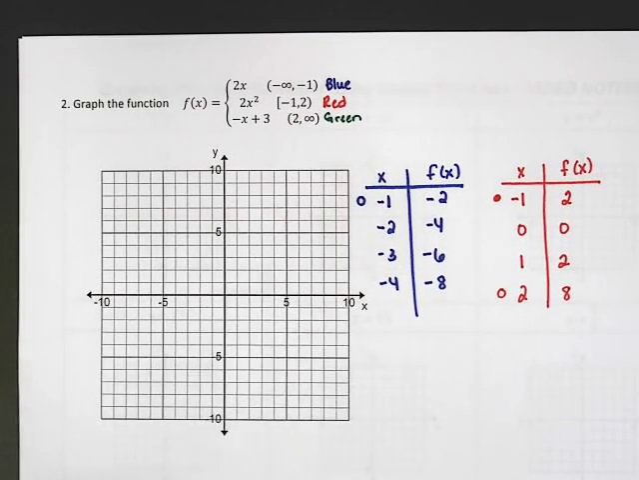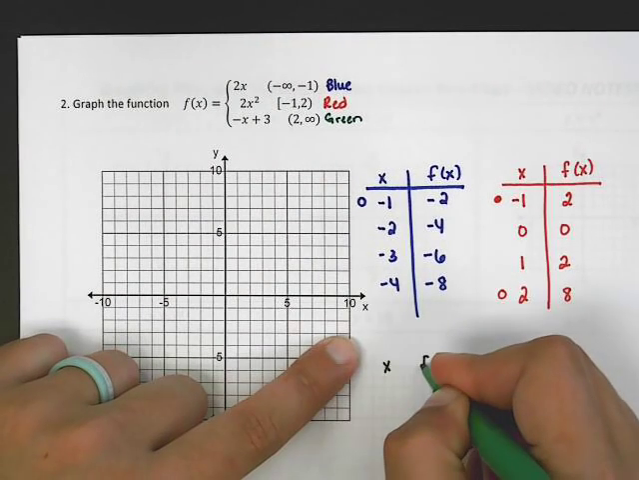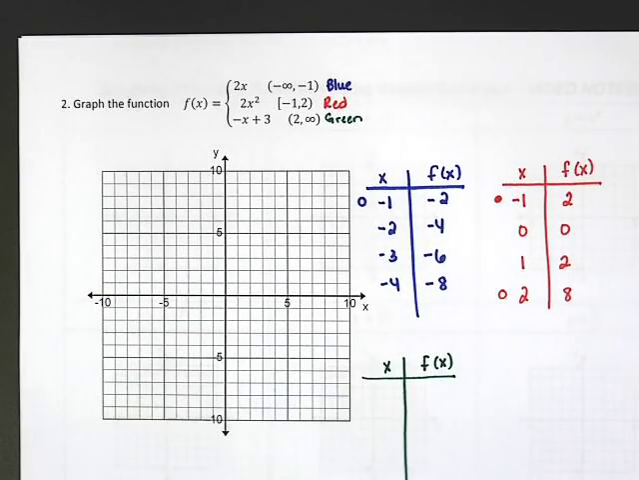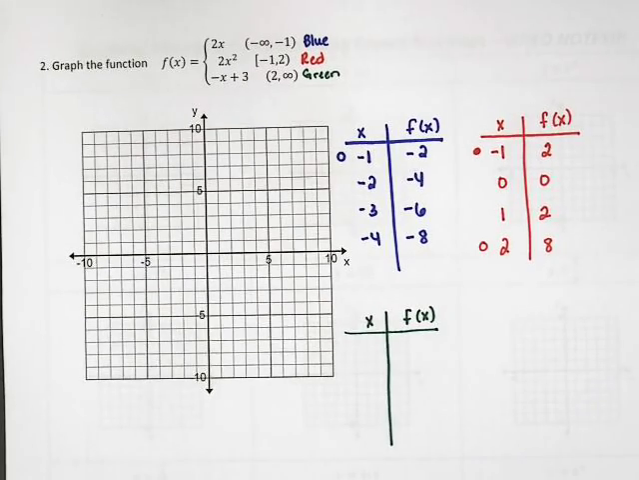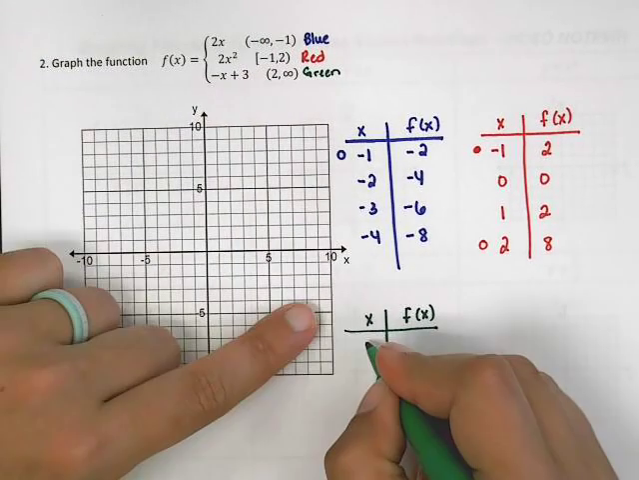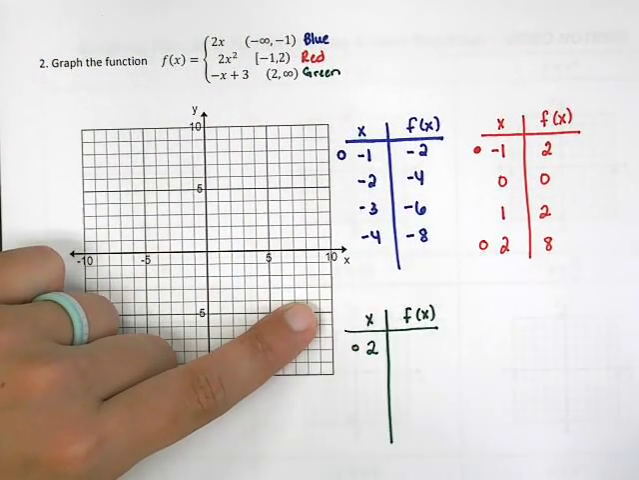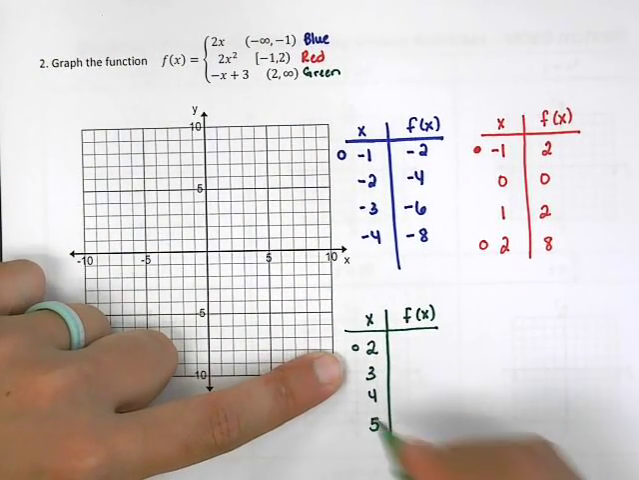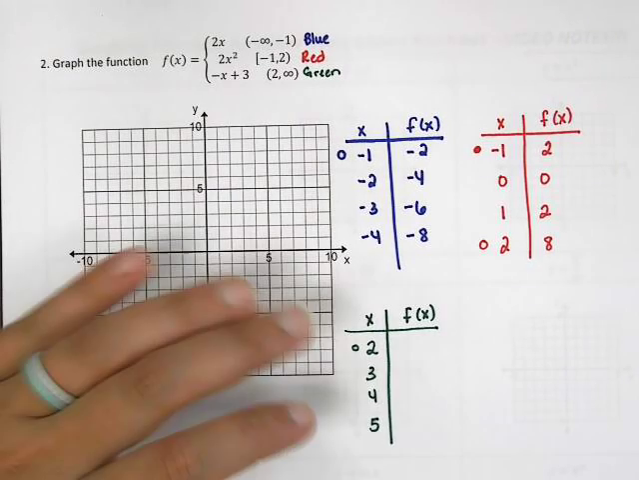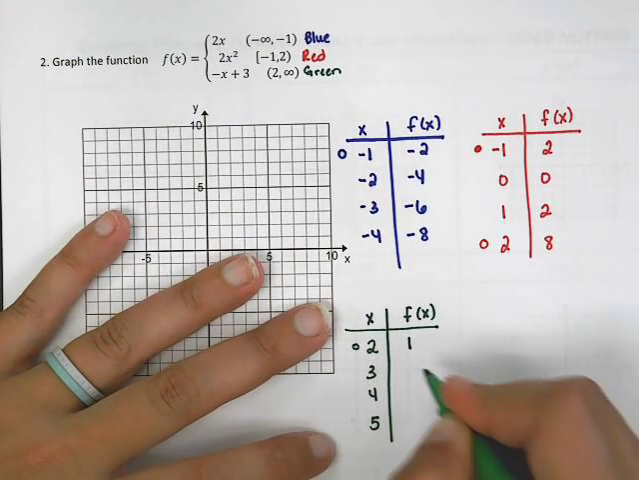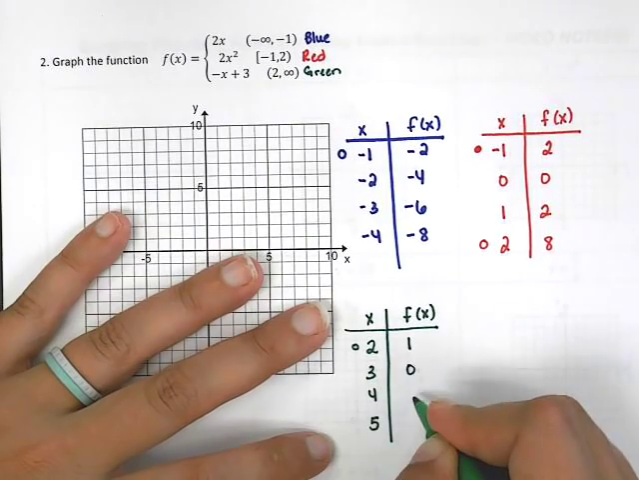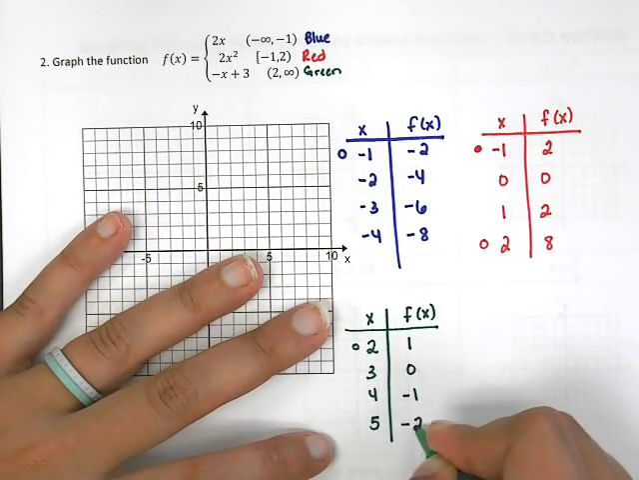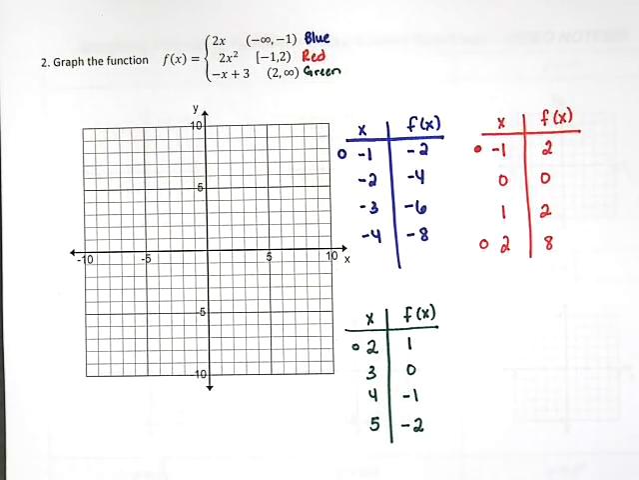Finally, for my green function, this says I can use the numbers from 2 to infinity, not including the 2. So I'm still going to start with the 2. I'm just going to make that an open circle, and then I'm going to have 3, 4, and 5. Now if I plug those in, I have -2 plus 3 is 1, -3 plus 3 is 0, -4 plus 3 is -1, -5 plus 3 is -2. Now I'm going to make my graph.